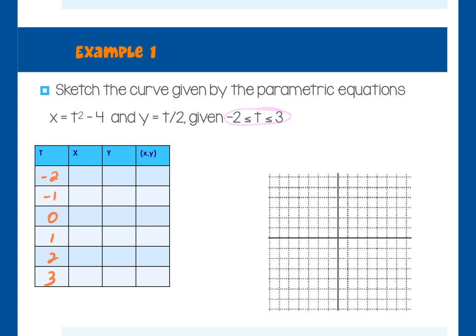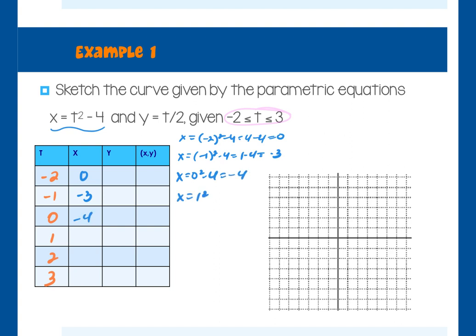Those are your t values you want to plug in, and then you're going to plug them in for each one. So first I'm going to plug them into x. So x would equal negative 2 squared minus 4, or 4 minus 4, which is 0. X would equal negative 1 squared minus 4, or 1 minus 4, which is negative 3. X would equal 0 squared minus 4, which is negative 4.